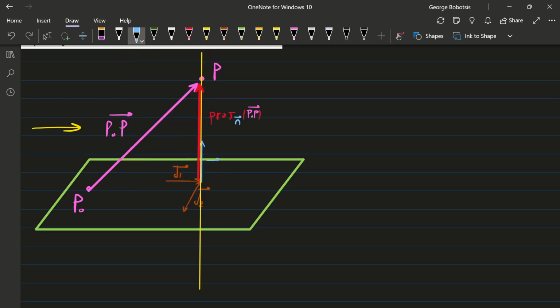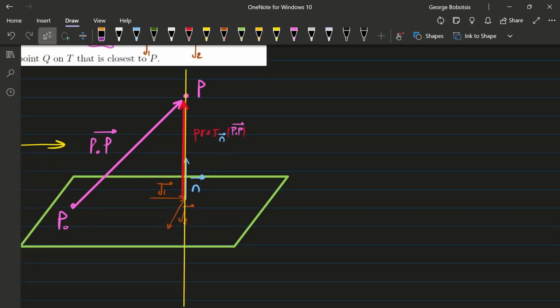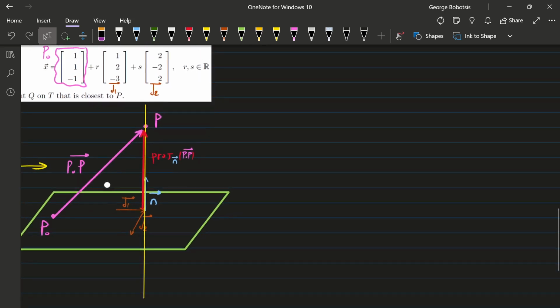Okay, let's go. So, how do I find N? I need N to begin with, and then I need to find the projection, and then I need to find the size of it. So there's a few things I gotta do. I gotta figure out P0P. I gotta figure out the normal, the blue guy. Let's start with P0P. Easy. Final point minus original point.